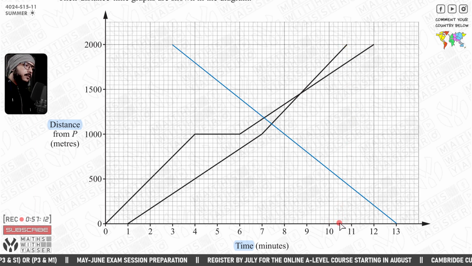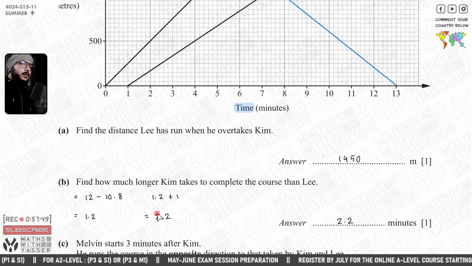Every box is representing 0.2 units. So this must be 10.8. As you can see, there are 1, 2, 3, 4, 5 boxes to go from 10 to 11. That means each box must be 0.2, and this must be 10.8. And this is 12. So 12 minus 10.8 is 1.2.